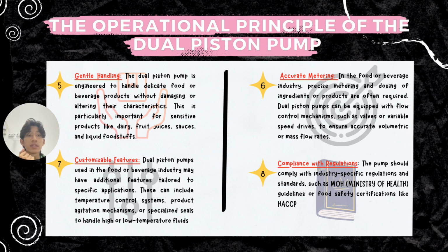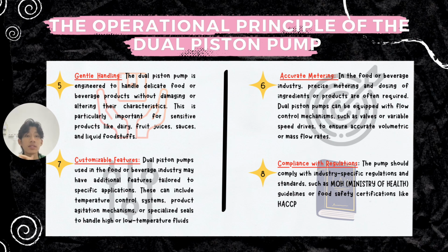The next point is accurate metering. In the food or beverage industry, precise metering and dosing of ingredients or products are often required. Dual piston pumps can be equipped with flow control mechanisms such as valves or variable speed drives to ensure accurate volumetric or mass flow rates.